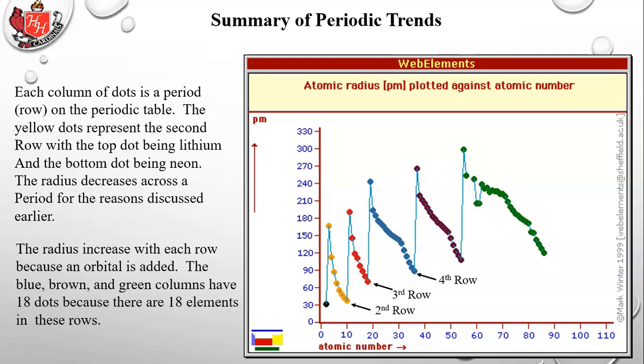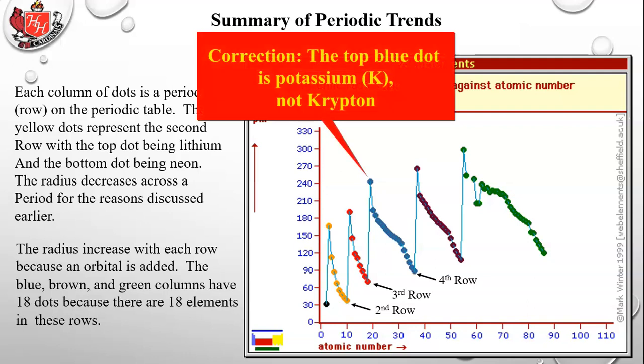Then as you go across the third row, the more protons pull the electrons in tighter, and so the radius becomes smaller and smaller until you get to argon down there. That's the bottom red dot. Then when you go to the fourth row, it jumps back up, and the top blue dot would be krypton. That's at the beginning of the fourth row, and so on.